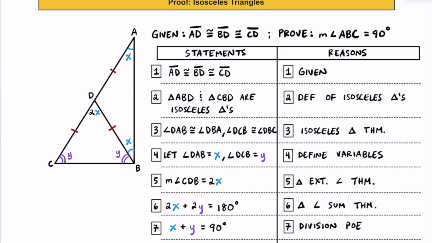Alrighty, that just about wraps up this proof where we were given these three segments and the fact that they were congruent to each other. We used some different theorems and postulates and other concepts that we've learned in the past, hopefully, and we proved that the measure of angle ABC is equal to 90 degrees.